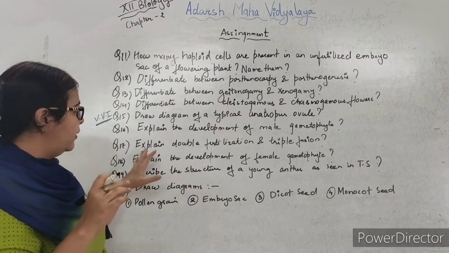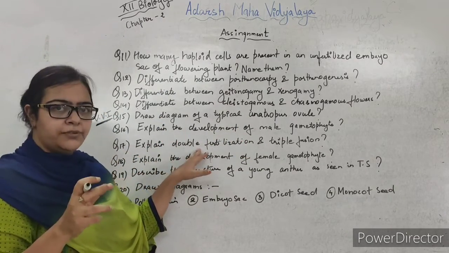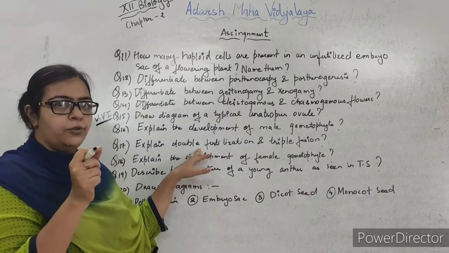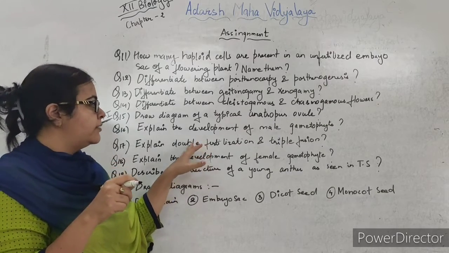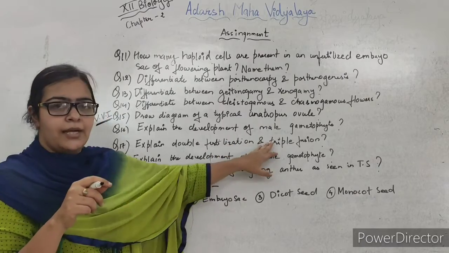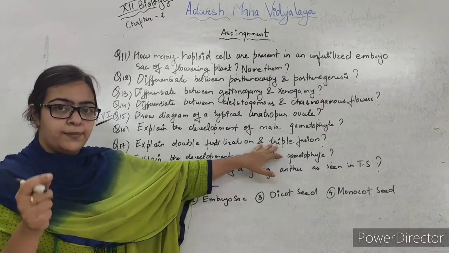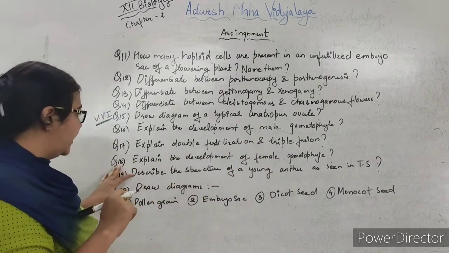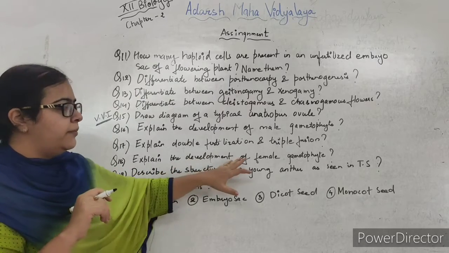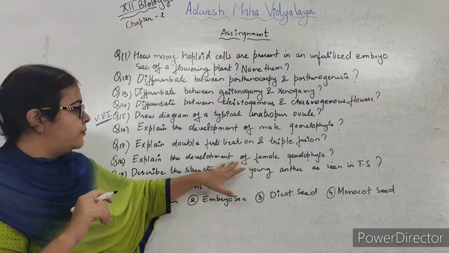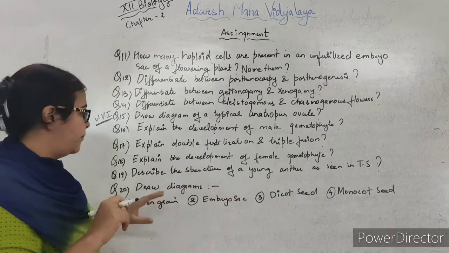Question number 17, you have to explain double fertilization. After the entry of the pollen tube into the embryo sac, what happens? That is double fertilization and triple fusion, and you have to explain and define both. Question number 18, explain the development of female gametophyte. Here you have to explain the development of female gametophyte.